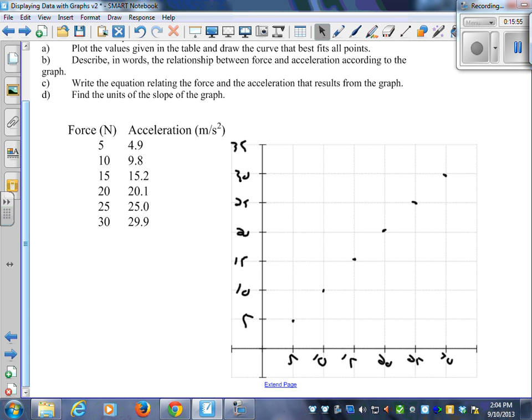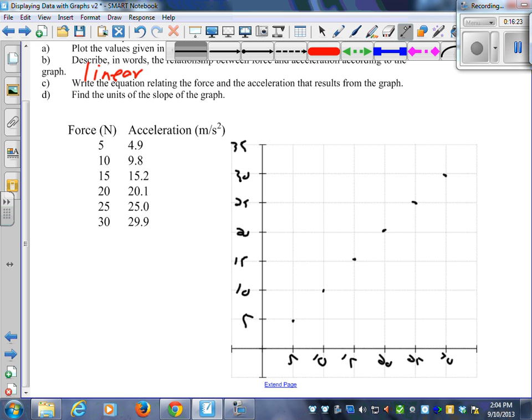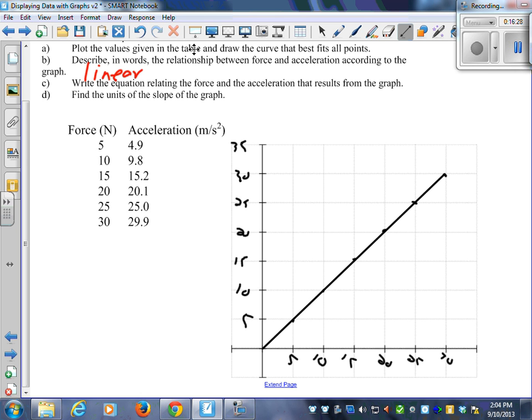Describe in words the relationship. It's linear. I sort of gave it away because I asked you for the equation, and unless any of you in here know calculus, you're not going to come up with the equation without knowing calculus, so it's going to have to be a line. Okay? Write the equation relating the force and acceleration of results in the graph. I guess I really should have drawn a line here. Nope. That's the one I want. Okay.